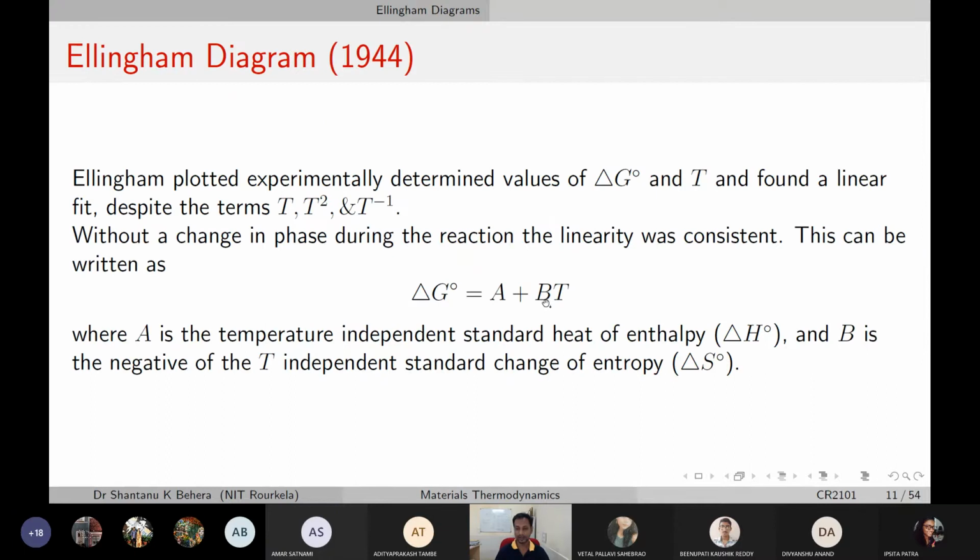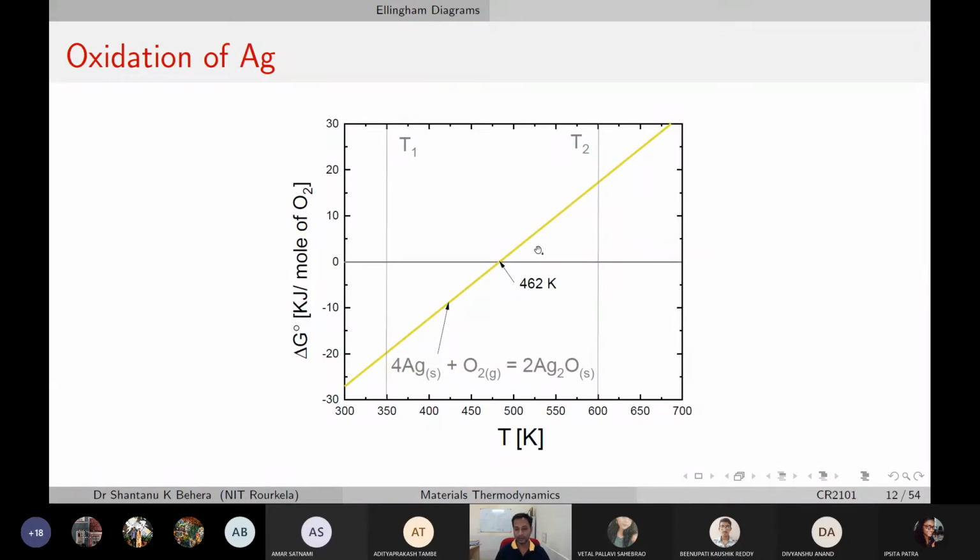Because if you look here, this is B. This B is the change in entropy with the negative sign, because this is delta H minus T delta S. So this B has to be minus delta S0. That means the slope is actually the negative of the entropy change in the process, right? And we'll see what the entropy change in the process is.